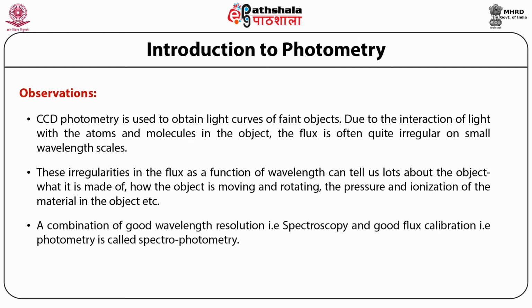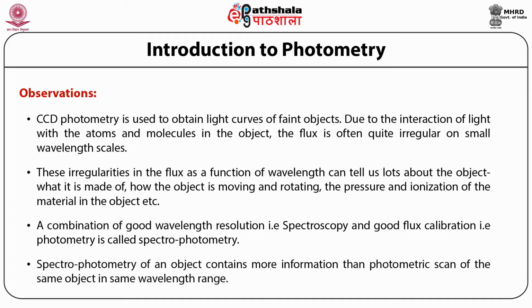A combination of good wavelength resolution, that is spectroscopy, and good flux calibration, that is photometry, is also referred to as spectrophotometry. The spectrophotometry is used to obtain the distribution of the celestial objects. Spectrophotometry of an object contains more information than the photometric scan of the same object in the same wavelength range.